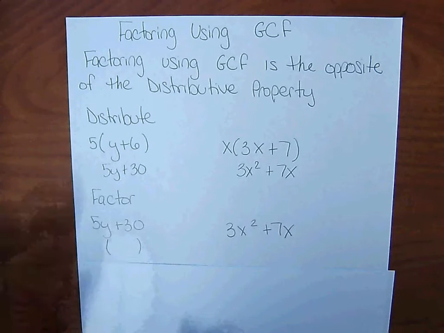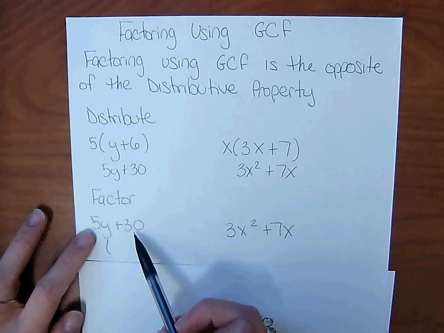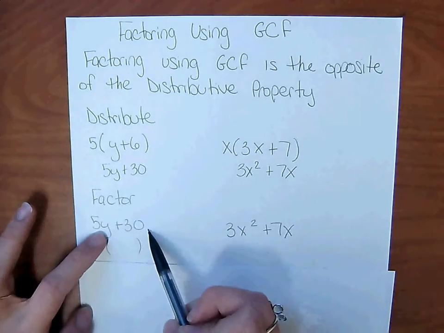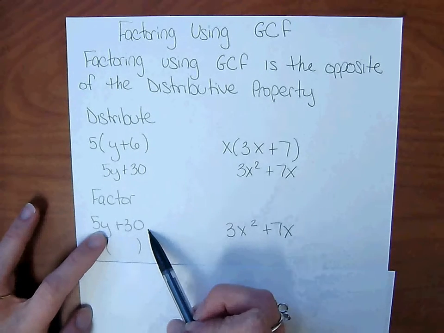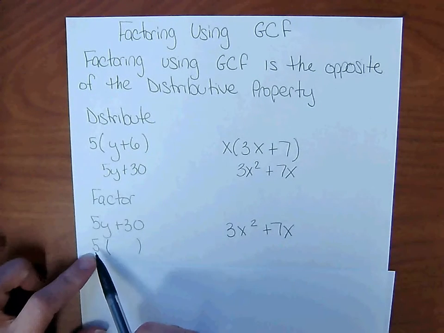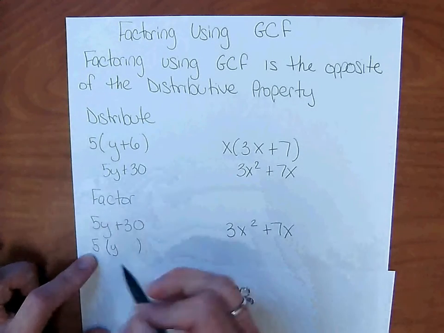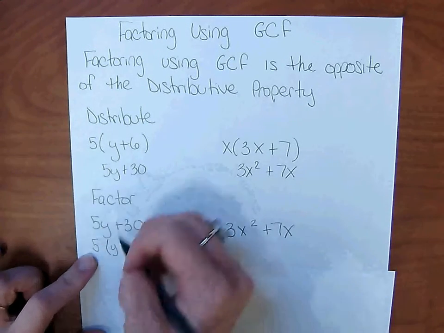So here, I can pull a 5 from both 5y and 30. There's a y, but no y's here, so we can't pull out a y from both terms. So then think, 5 times what would give you 5y? That's y. 5 times what is 30? That's a positive 6.